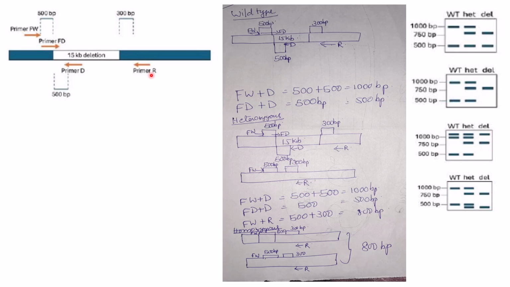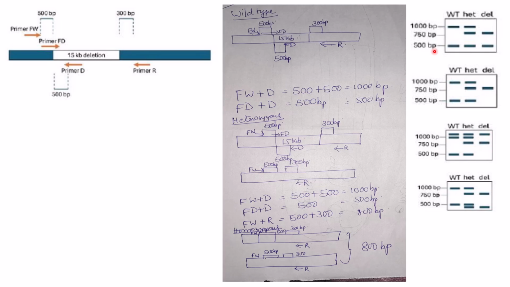So how did you get this 1000 base pair in all the options? So 1000 base pair comes from primer FW and primer D. See here, this is 500 base pair, this is 500 base pair. They both add up together and give you 1000 base pair. So FW plus D, you get 500 plus 500, 1000 base pair. Now there is a 750 base pair band, or it can be even more than 750 base pair. So from where did you get that? That could be because of a combination between FD and D, this region. So that is a 500 base pair band. So this band over here you are not going to get with the wild type. So 1000 and 500 base pair are the ones that you get with the wild type allele.